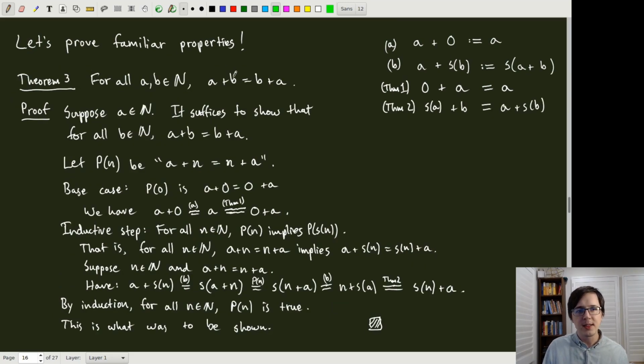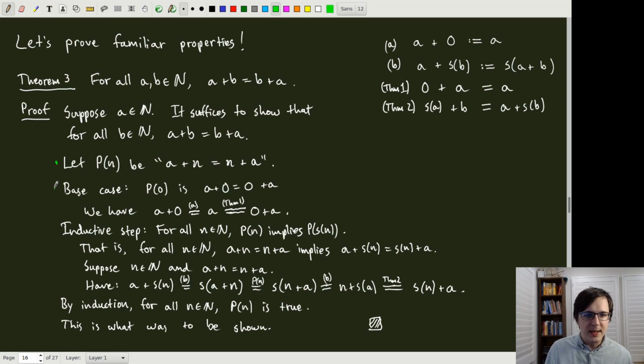Now for theorem 3, what we're going to show is the famous property of commutativity, which makes some intuitive sense because it doesn't matter in which order you put stones into a bucket, you'll have the same number of stones in the end. For this, let's suppose A in the natural numbers is arbitrary, and it suffices to show that for all B in the natural numbers, commutativity holds. So we set our statement, which is that P of n is A plus n is n plus A.